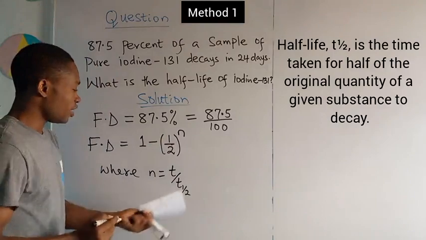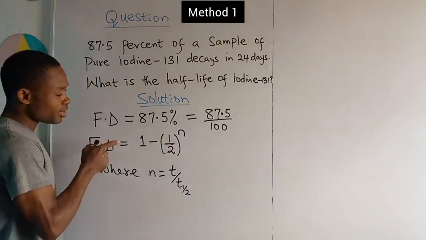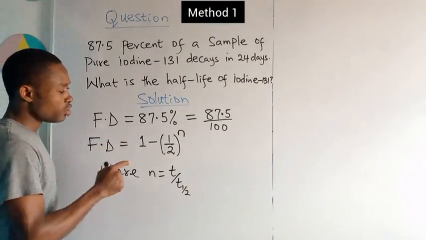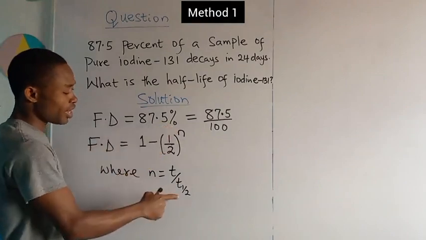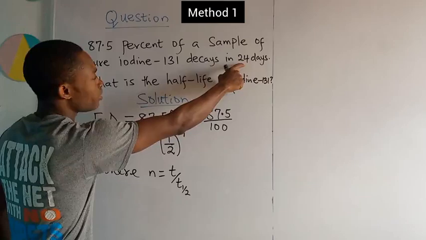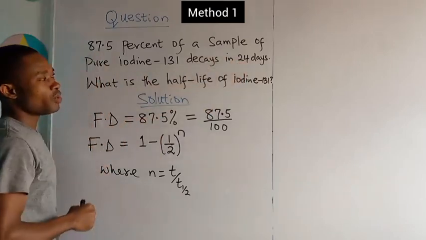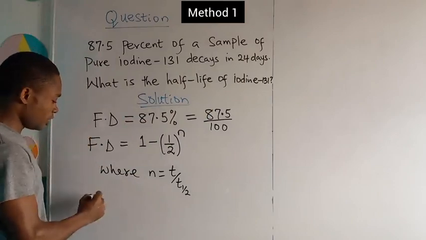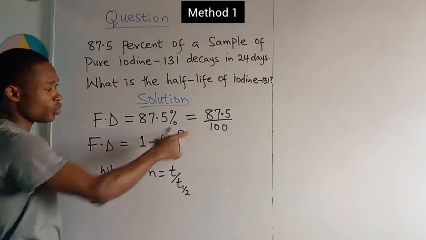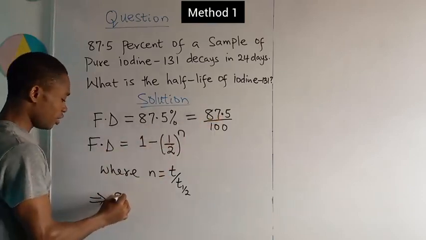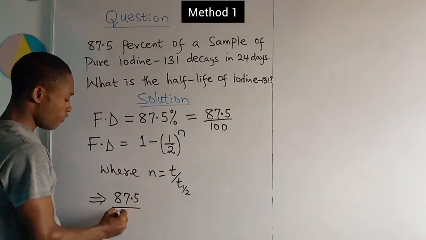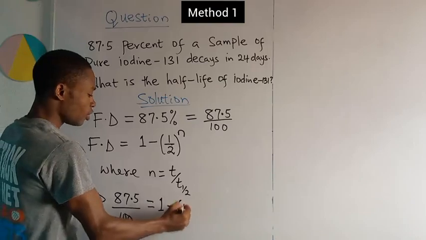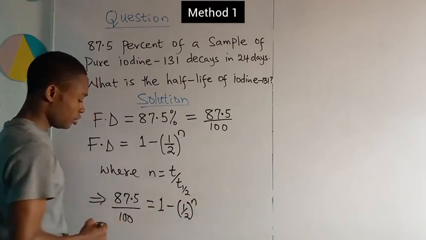Alright, having said this, we shall attack this question now by making use of this fraction decay formula. What we'll do is to calculate n. From n, we can now get t half, being that we know the time it took for 87.5% of that sample of pure iodine to decay. Substituting, this would imply that the fraction decay, which is 87.5 all over 100, will be equal to 1 minus 1 over 2 raised to the power n.